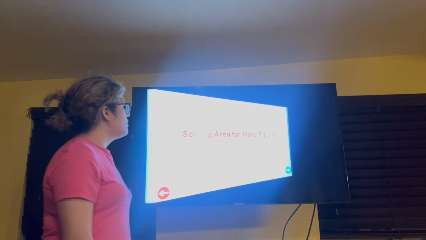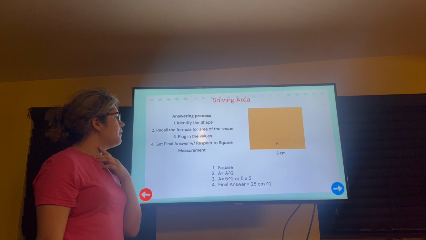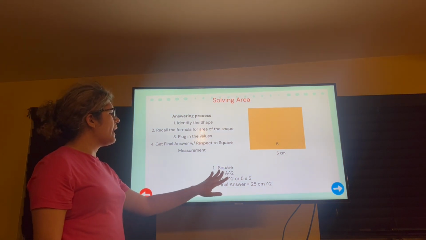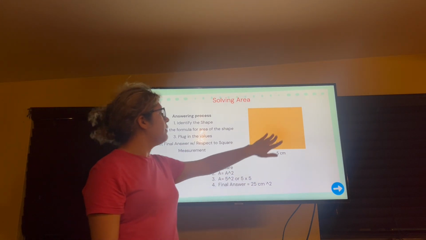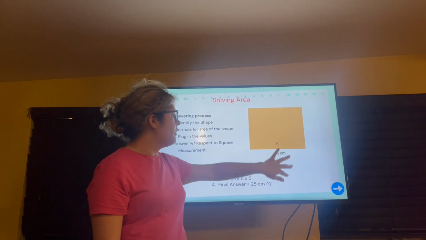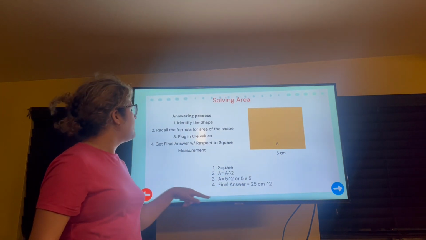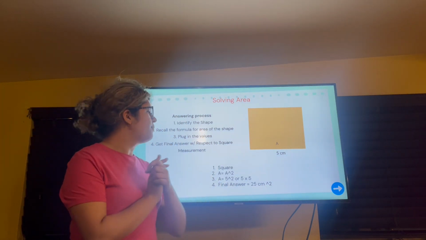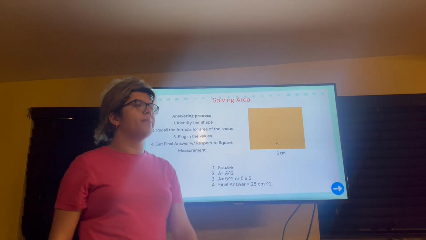So then we will go towards solving area for plane figures. So for this figure, right? We know that this is a square. Number 1, it's a square. We got that. Then we use the formula. So we know area equals a squared. We got that. And then 3, plug in the values. So the only value we need for a square would be 5. As long as we have one side, we know the area. We don't need more than 1. So we plug in the values. So it would be area equals 5 squared, or 5 times 5. And then our final answer, step 4, is 25 centimeters square.